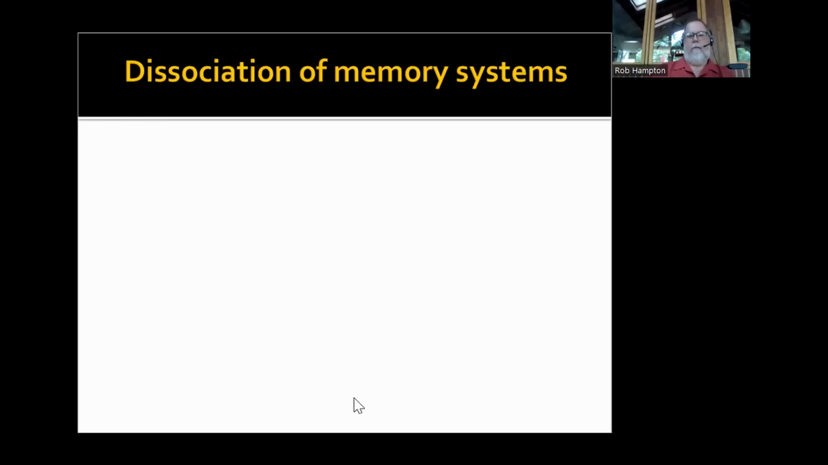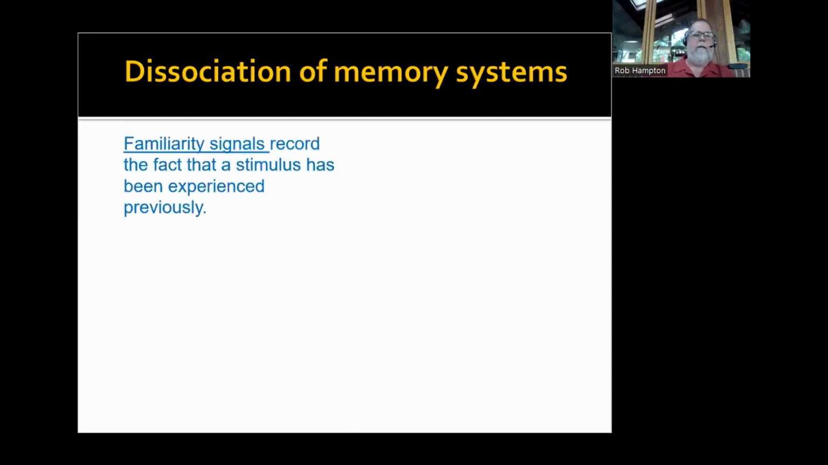And we're going to do that through a series of dissociations, that is, manipulations that affect one of these systems and leave the other intact. But I want to start out by giving you some definition about what these two types of memory might act like. So the first one, we're going to call it familiarity. These are familiarity signals. They record the fact that a stimulus has been previously experienced.